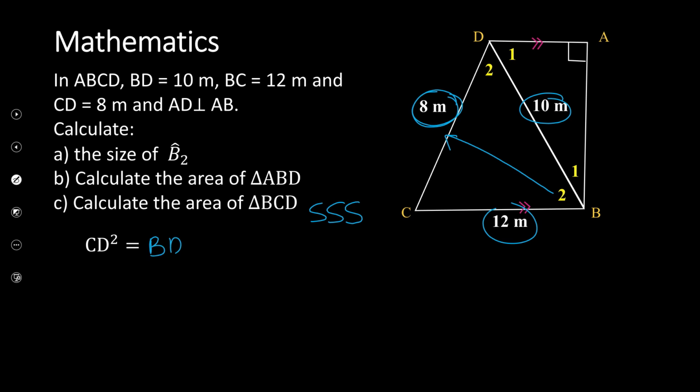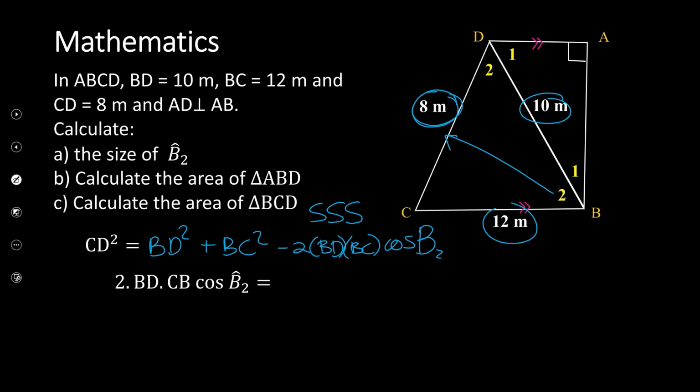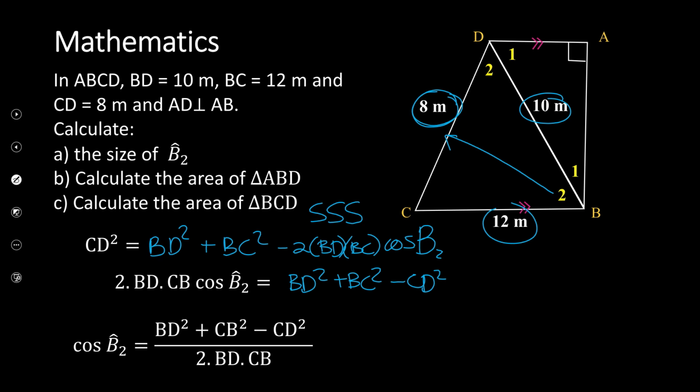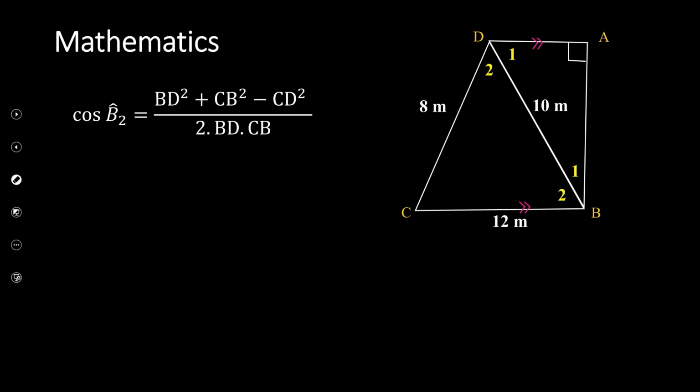which is BD squared plus BC squared minus 2 BD times BC and cos of the angle across it. So we want to find cos of B2. Remember, that's the one that we want to find. Okay, so now we're just going to rearrange that. If we rearrange that, we take CD onto this side, so it becomes negative CD squared. And so we end up with cos of B2 equal to BD squared plus BC squared minus CD squared, divided by 2 BD times CB.